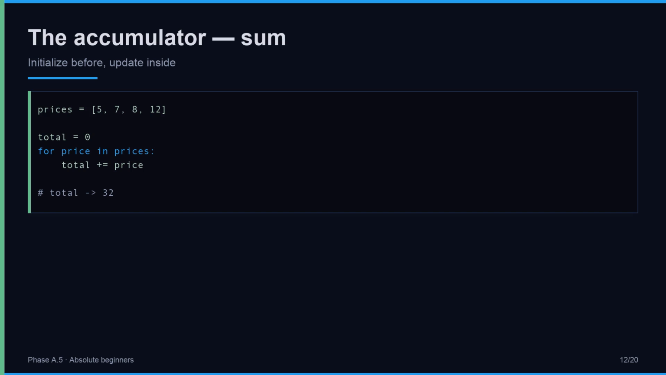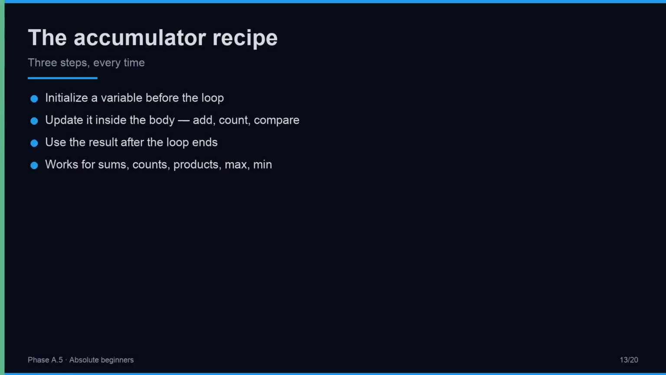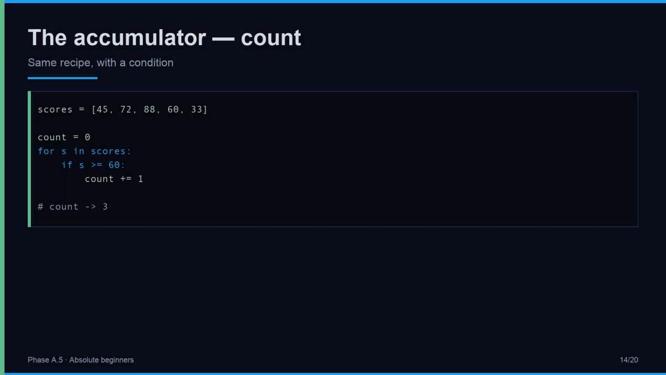Notice the shape of the accumulator pattern. 1. Initialize a variable before the loop: total equals 0, count equals 0, largest equals nothing. 2. Update that variable inside the body: add, increment, compare. 3. Use the result after the loop. The setup before, the work during, the result after. Once you see this shape, you start seeing it everywhere. Sums, counts, products, maximums, minimums, all follow the same 3-step recipe. 3 steps, every time.